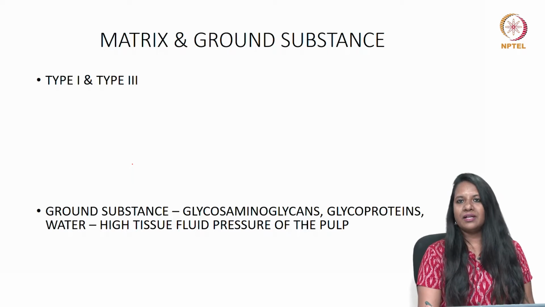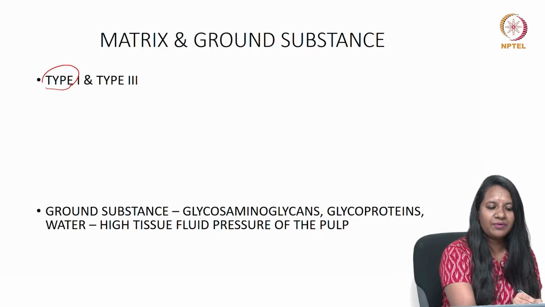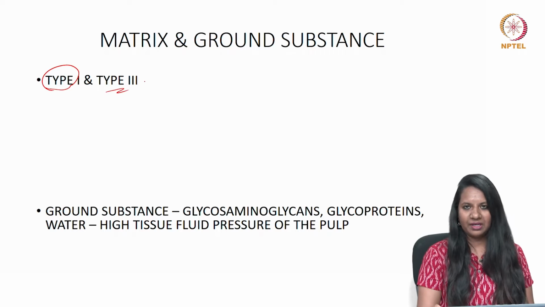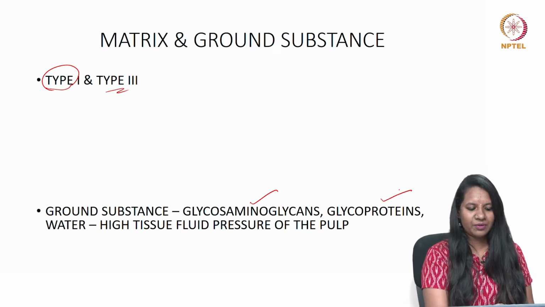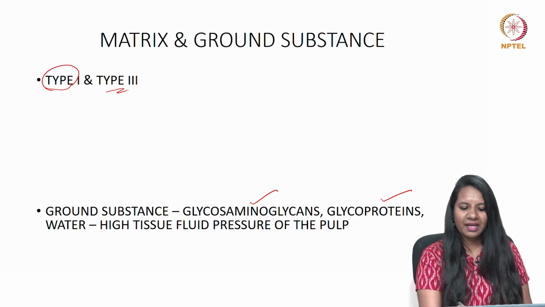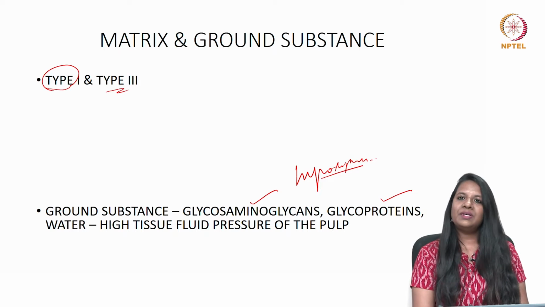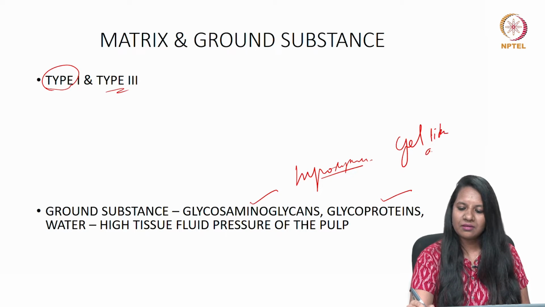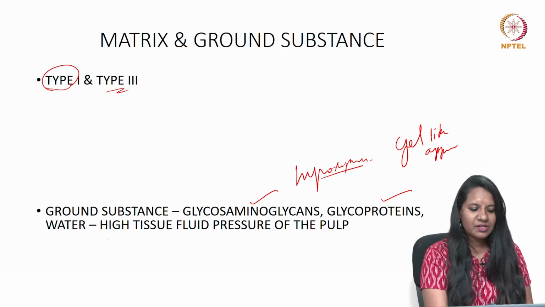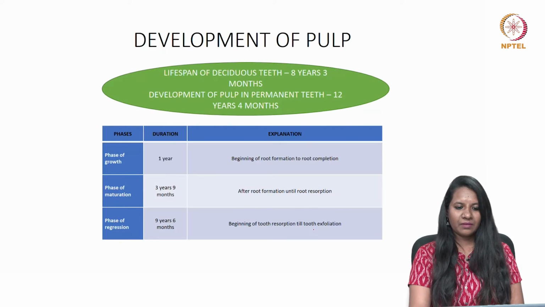Moving to matrix and ground substance. Pulp consists mainly of type 1 collagen and traces of type 3, and the ground substance consists of glycosaminoglycans and glycoproteins. Since the glycosaminoglycan is hydrophilic, it will take up the water and gives a gel like appearance, and it is responsible for the high tissue fluid pressure of the pulp.